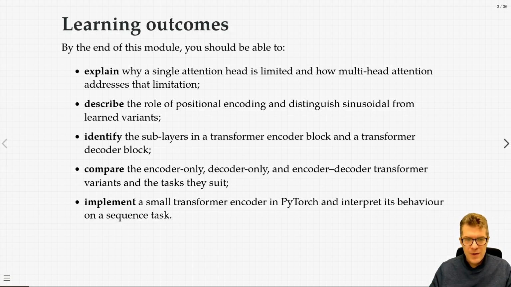You'll be able to identify sublayers in a transformer encoder block and a transformer decoder block. You'll be able to compare, or at least know that there's a difference between, encoder-only, decoder-only, and encoder-decoder transformer variants. And you'll be able to implement a small transformer encoder in PyTorch and implement its behavior in one sequence task.